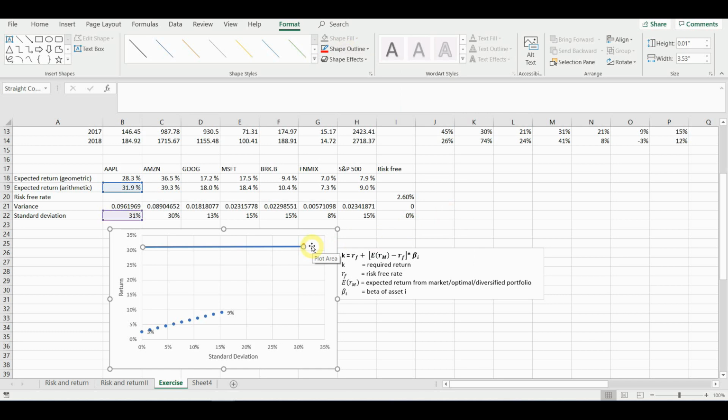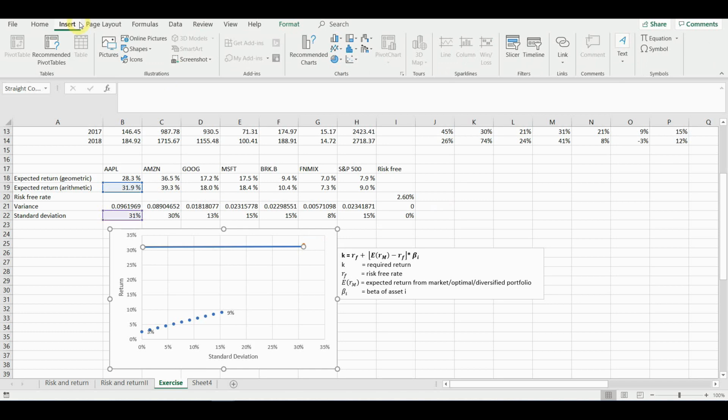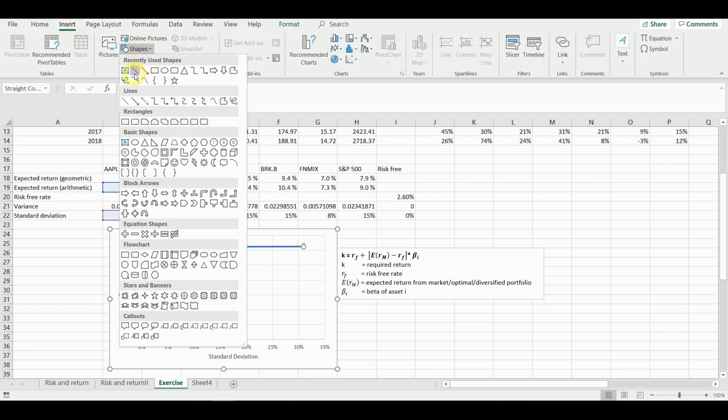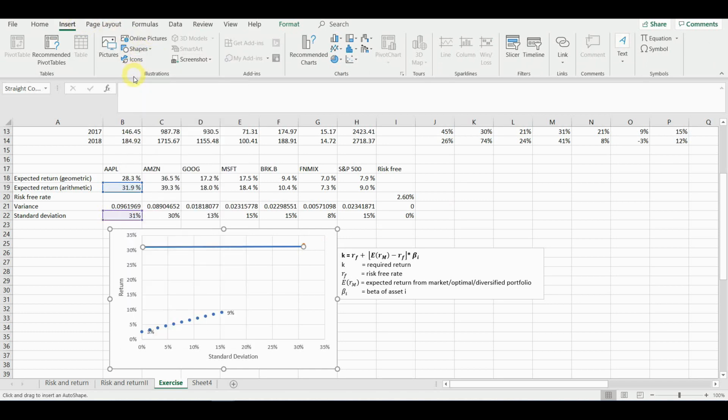Apple's systematic risk, the non-diversifiable risk, can be illustrated by making a line from 0 standard deviation, but we don't yet know the value of Apple's systematic risk, so we will just draw the line up to the market's risk. In this case, the S&P 500 of 15%.